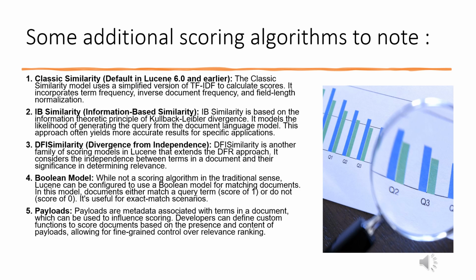And the DFI similarity is divergence from independence. It is another family of scoring models in Lucene that extends the DFI approach. And the Boolean model is, while not a scoring algorithm in the traditional sense, Lucene can be configured to use a Boolean model for matching documents. In this model, documents either match a query term and score 1, or do not and score 0. It's useful for exact match scenarios.